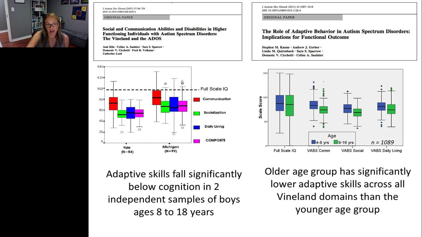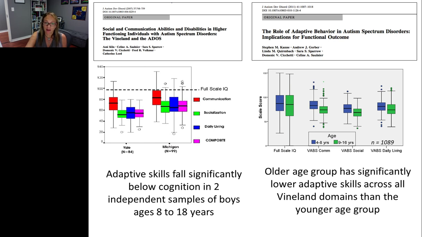We were struck by that and contacted Cathy Lord, who was then at the University of Michigan, and analyzed her data and found the same profile. So these high IQ boys had significant adaptive deficits. We replicated this in a consortium study of over 1,000 individuals, both males and females. And what we wanted to look at is the gap between cognition and adaptive functioning, and whether or not older individuals presented with a wider gap than younger individuals.